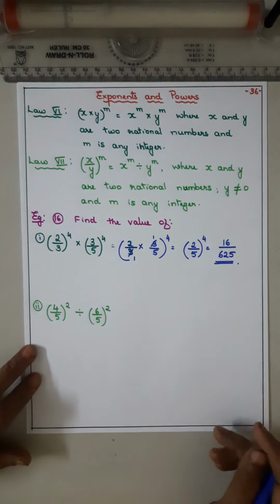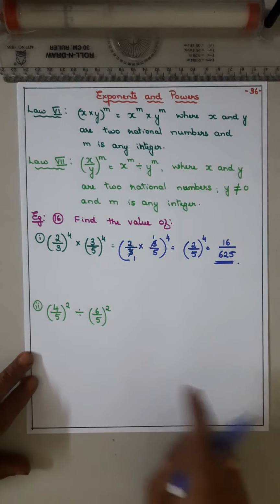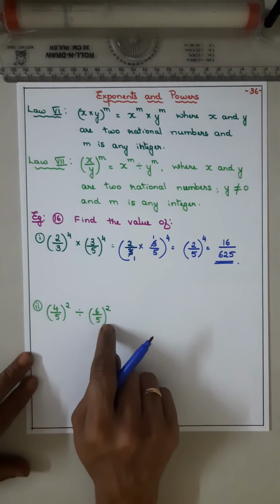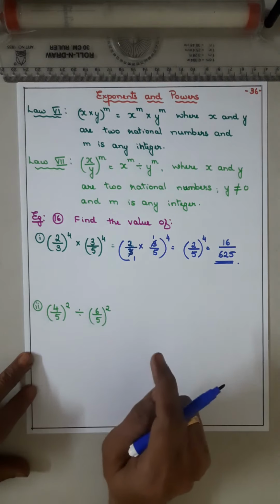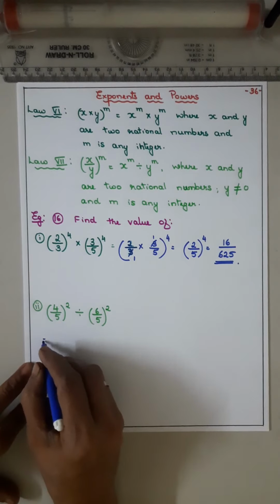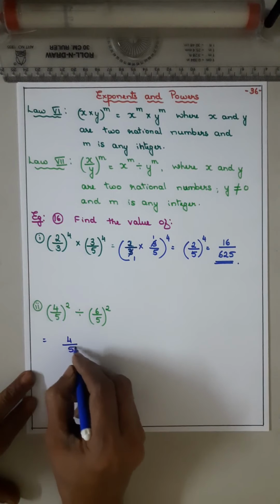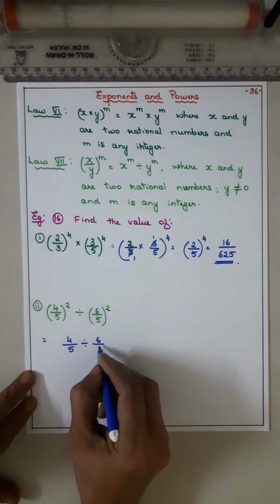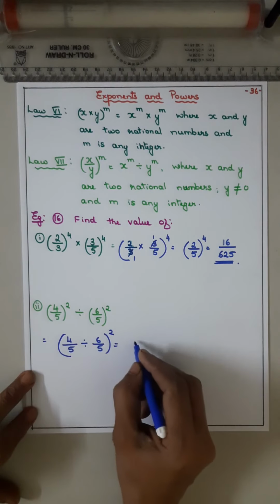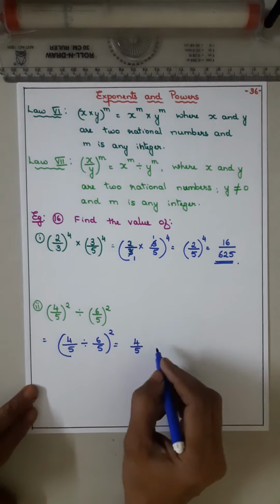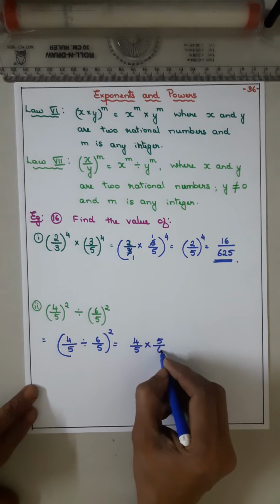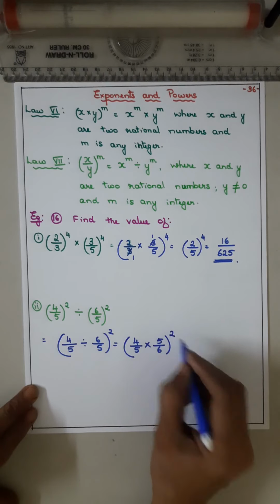Now coming to the second subdivision: (4 by 5) the whole raised to 2 divided by (6 by 5) the whole raised to 2. So the bases are different, powers are the same. So what we have to do? So (4 by 5 divided by 6 by 5) the whole raised to 2. Now, 4 by 5 division means multiply by the reciprocal. So this one will become (4 by 5 into 5 by 6) the whole raised to 2.